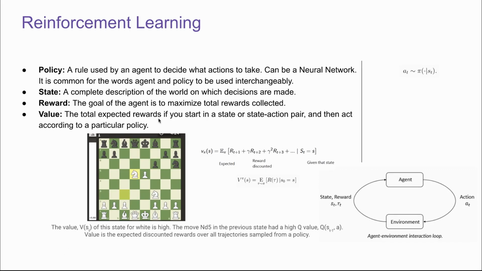Value is the total expected rewards if you start in a state or a state action pair and then act according to a particular policy. So in this case, this is a chess game, and this is basically the state of the current chess. And the value V given state S for white is high, white is in advantage. So the move knight to d5 is the previous state and had a high value. So value is the expected discounted rewards over all trajectory sampled from a policy. So this is the value given the state, and then this is the expectation of the reward discounted given the state. I'm going to explain reward discounted in the next slide.